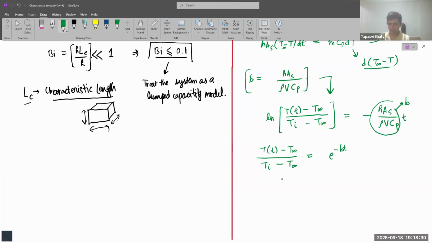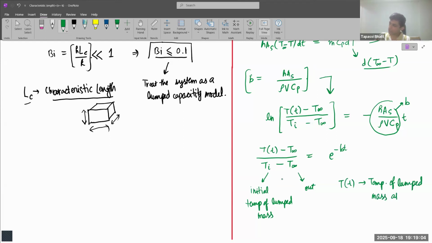It's a very simple equation. Here, b is the time constant, t is the time, T infinity is the outside temperature. Ti is the initial temperature of the lumped mass. And what is T? T is the temperature of the lumped mass at any time t.